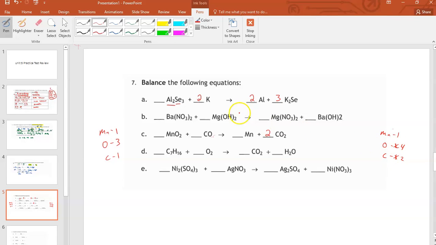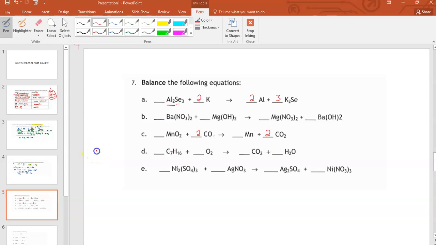Okay? But if I now go back over here and put a 2 here, that gives me 2 carbons, right? And 2 oxygens plus 2 more, 4 oxygens. That is now balanced. Alrighty-o. Next one, we got a nice little combustion reaction here.